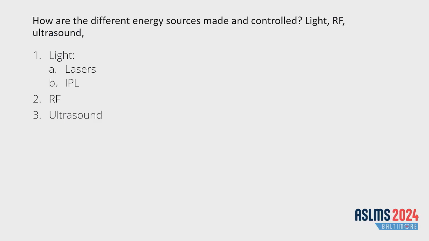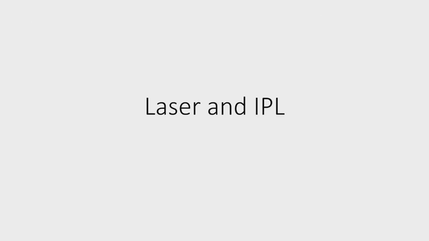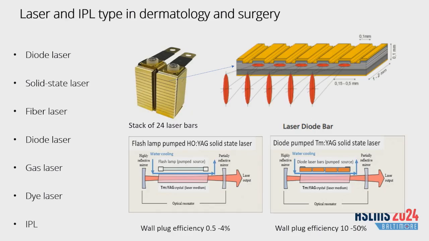So next step, we look inside the machine. We start from laser IPL, which is most familiar, mostly used in dermatology, which is the main audience here. So we're using these types of lasers: diode laser, solid state laser, fiber laser, which is probably something that sounds new, and I will explain what this means. Gas laser, dye laser, and IPL. These are the major lasers we're using.